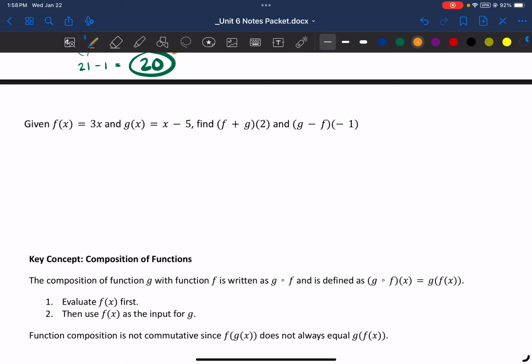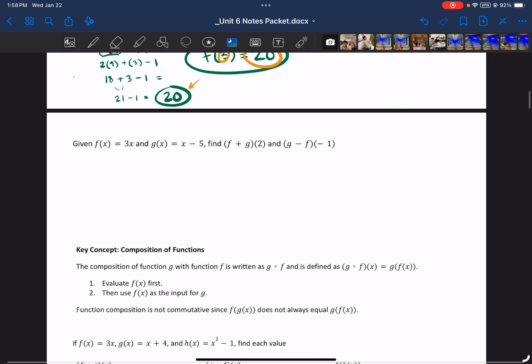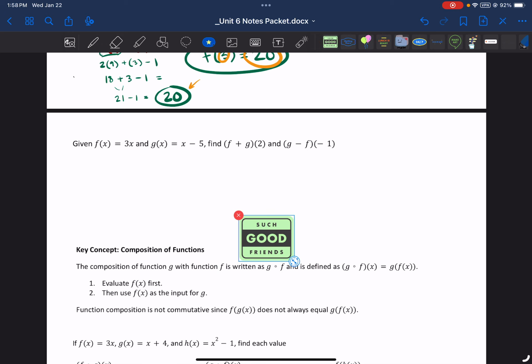Flip the page. Flip the page. I'll give you a second by inserting a picture or a sticker. I miss you guys.